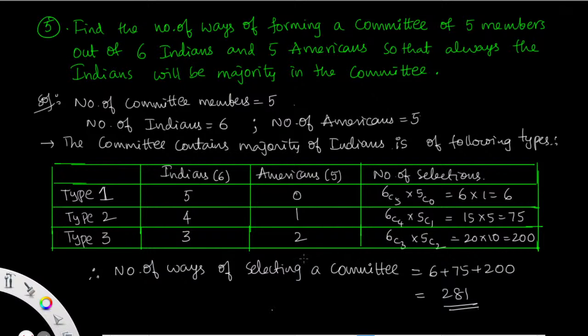Now the condition is not satisfied. The Indians will be the majority in the committee. Therefore, this type 3 will be closed up to this. 504132 ways. That is the 3 types.